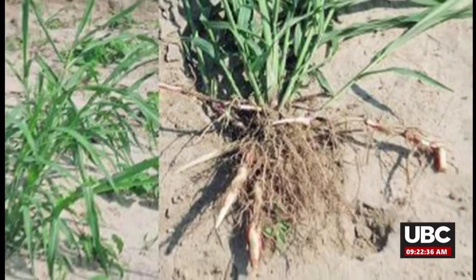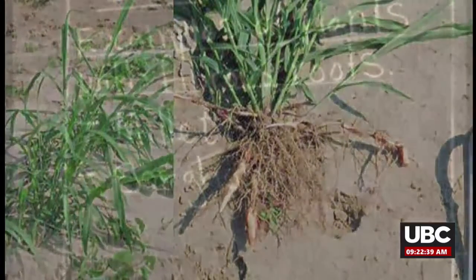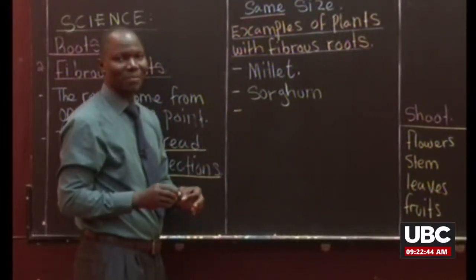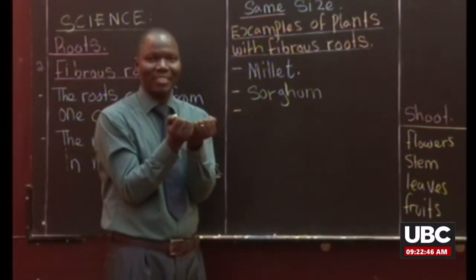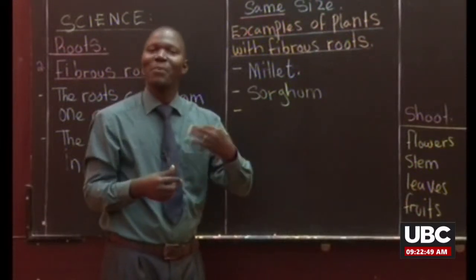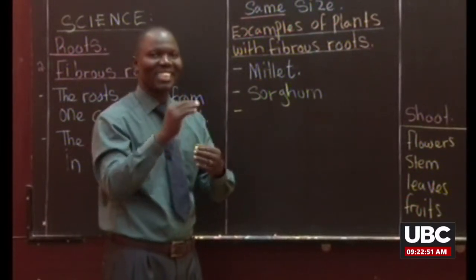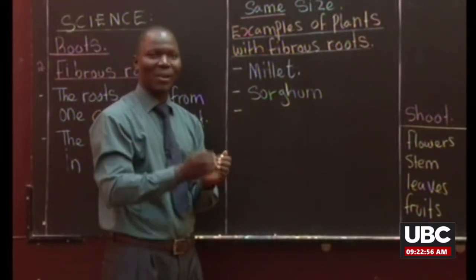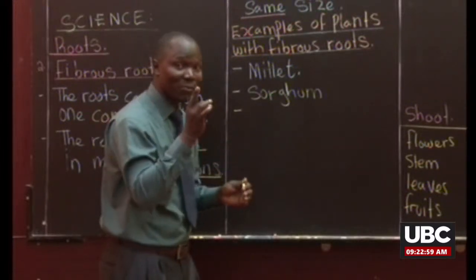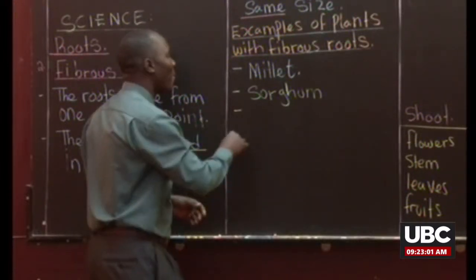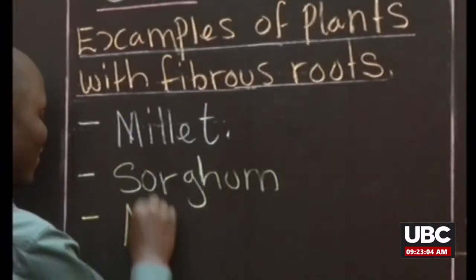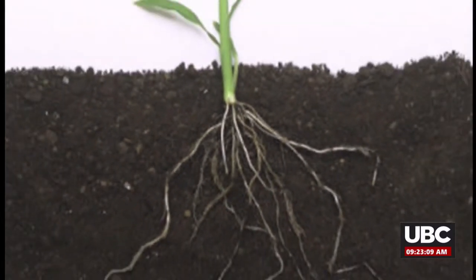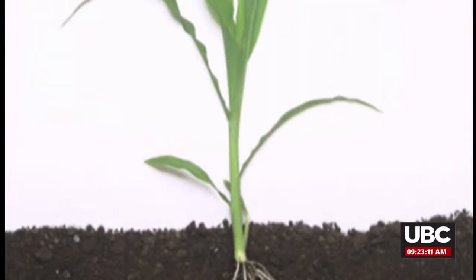When you get the roots, they are like that. And then there is a very good plant that we enjoy eating. Sometimes we eat it roasted. Sometimes we eat it cooked. Sometimes it is taken to the machine and they get flour out of it, and we eat it as food for lunch. That is maize. Children, when you look at the roots of maize, they are like that.